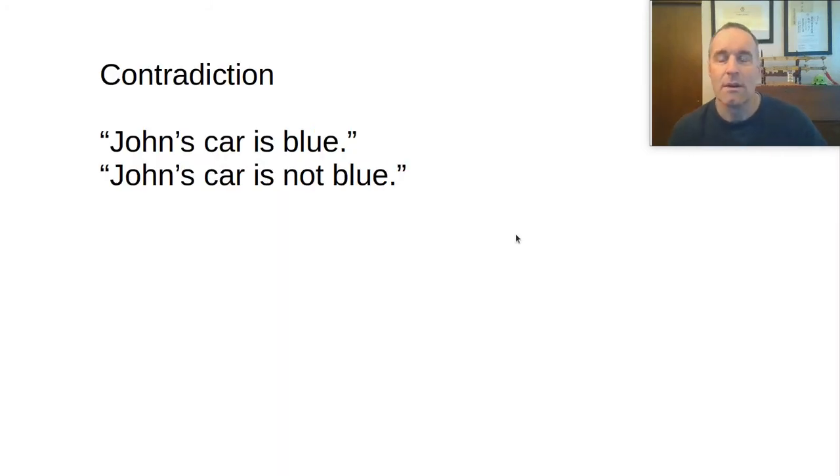So let's say we have a fairly simple and obvious sort of contradiction, two bits of knowledge that oppose each other. John's car is blue and John's car is not blue. Very straightforward. In propositional logic, for example, we might assign these symbols. John's car is blue is the symbol P, and John's car is not blue is the symbol not P. And obviously you can't have both at once, right? That's a contradiction. P and not P oppose each other.